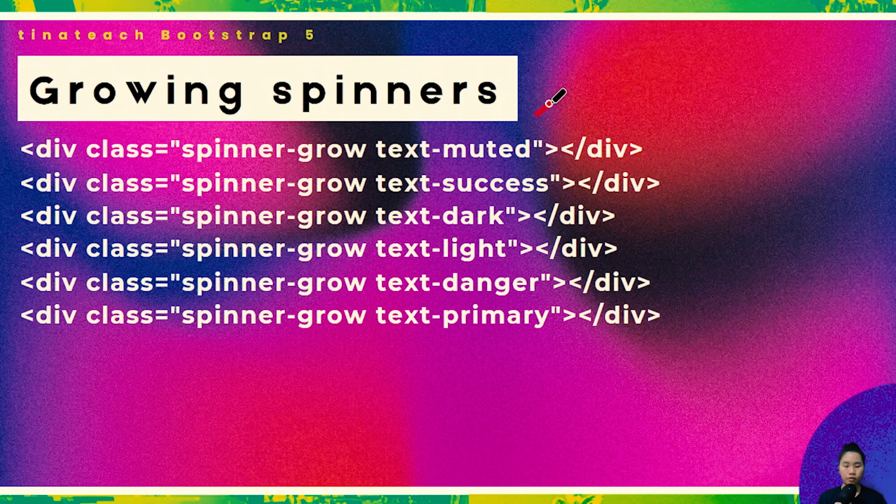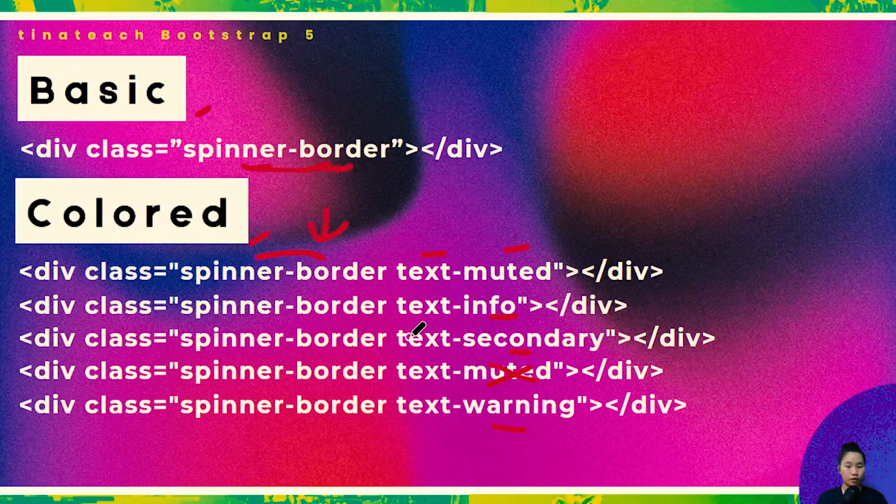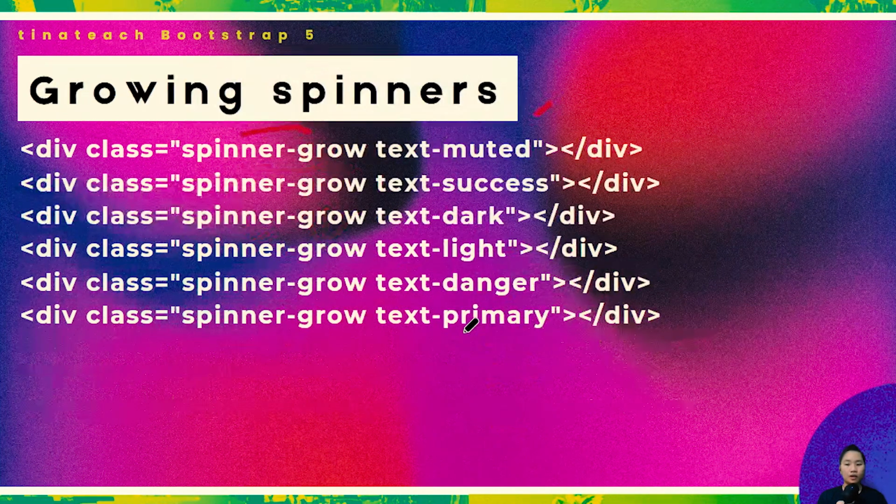Next up is growing spinners. Now for this one, we're in the animation territory. And it's hard to tell you how it's gonna look, so I'm just gonna code it out and let you take a look for yourself if you like it or not. We have spinner grow, different from spinner border, because color doesn't involve any different animation, but growing spinners do. So we have spinner grow, and then the color goes after that. Spinner grow, text success, spinner grow, text dark.